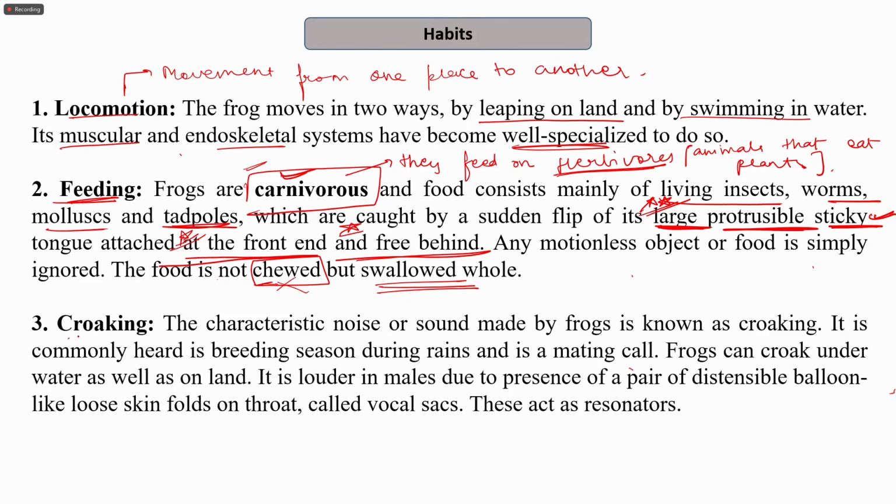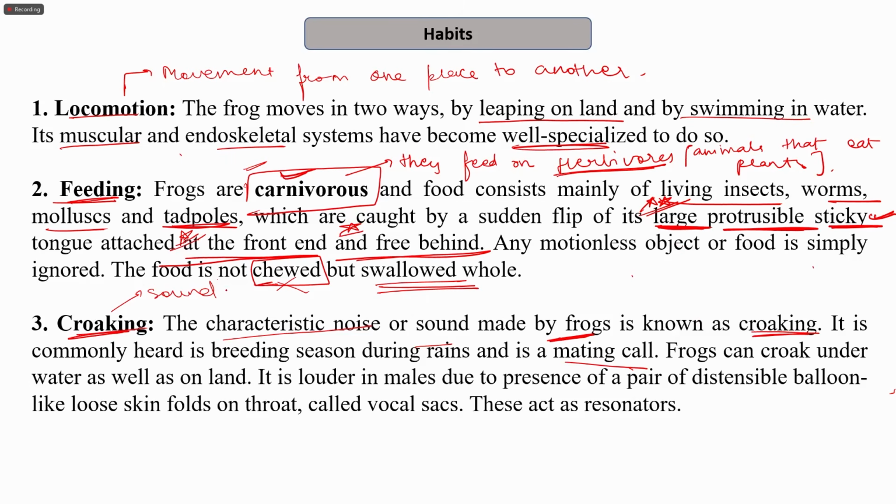The third important habit of frog is croaking. Croaking is a characteristic noise or sound which is made by the frogs. It is known as croaking. You might have heard it during the breeding season, especially during the rains. It is also known as the mating call. So it is the mating call for the frog during the breeding season.